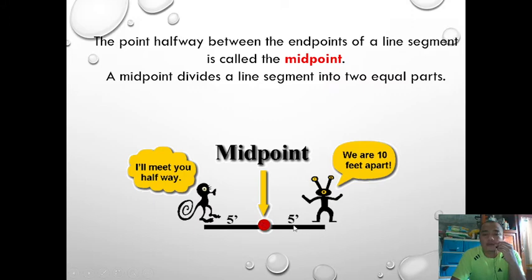So if we have here a segment which is 10 feet, then these two figures are 10 feet apart. So this figure says we are 10 feet apart. And then this figure says I'll meet you halfway. So where will they meet? In the midpoint, in which their lengths are both equal to 5. So midpoint is actually the average of a line segment.